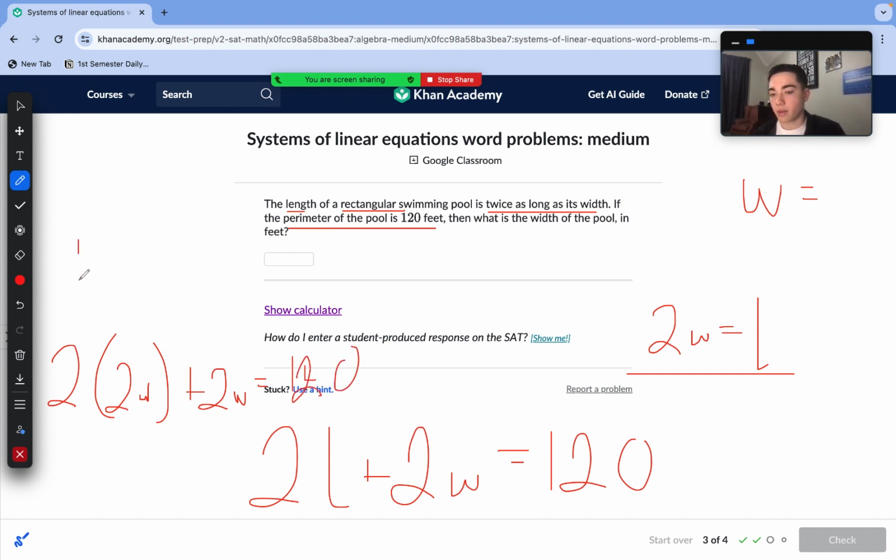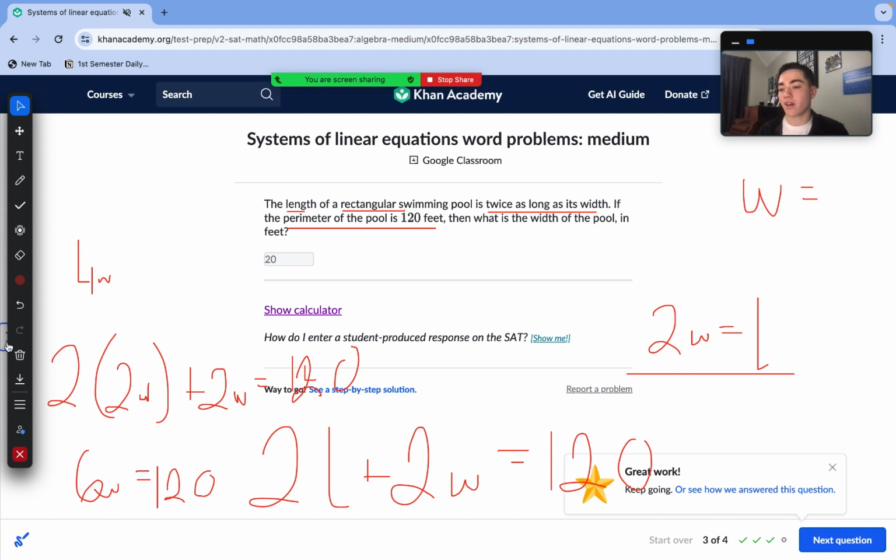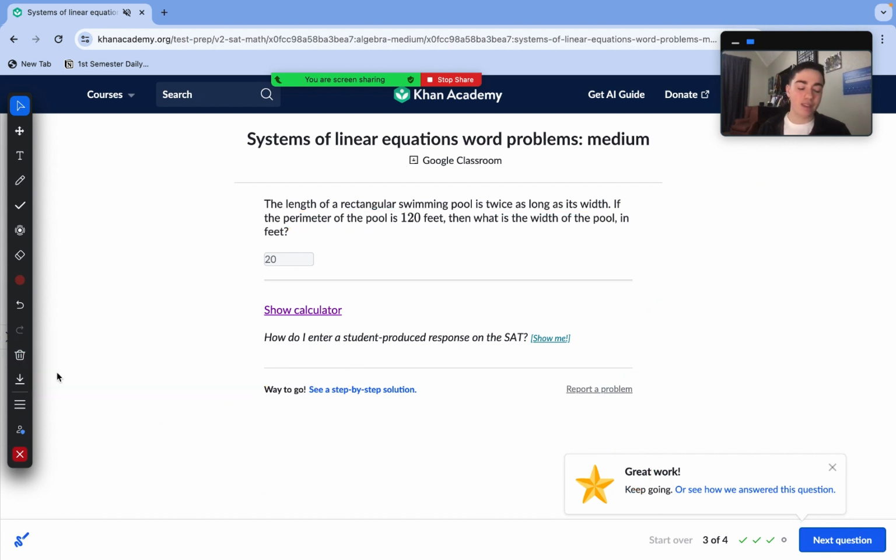2 times 2W is 4W. 4W plus 2W is 6W. We are left with 6W = 120. We divide both sides by 6. W equals 20 feet. That was super easy. So I hope that you guys can see the difference of question number 1 and question number 3. These are extremely similar questions, and after doing one of them, practice makes progress.